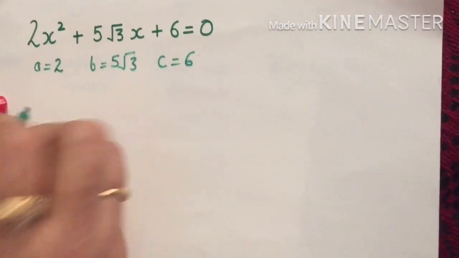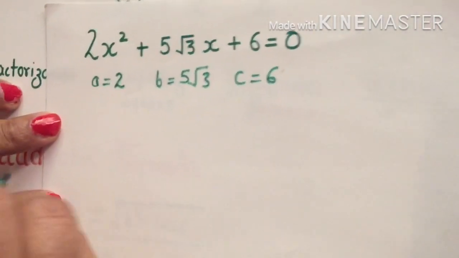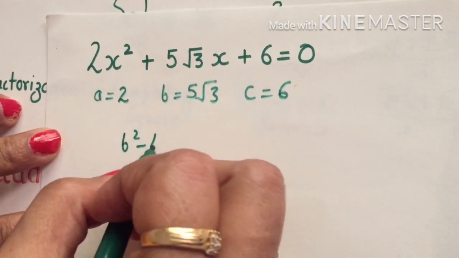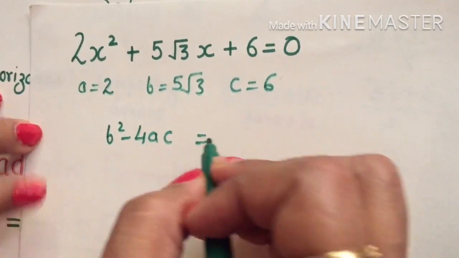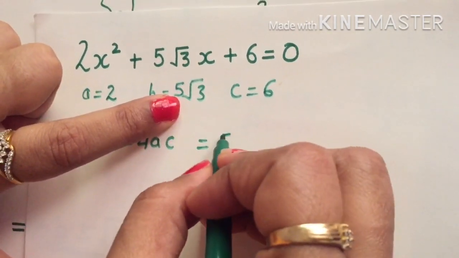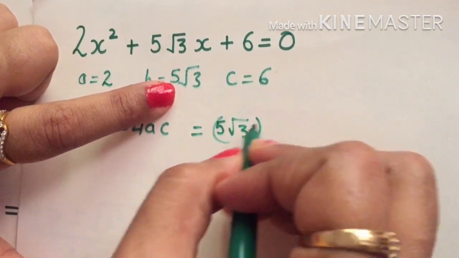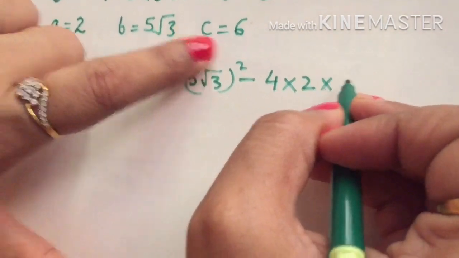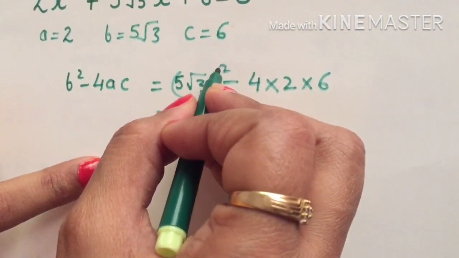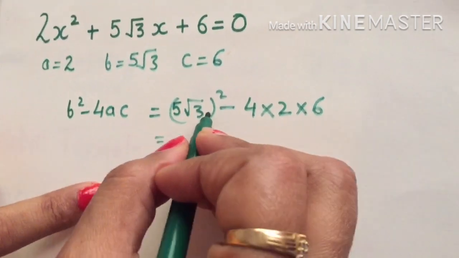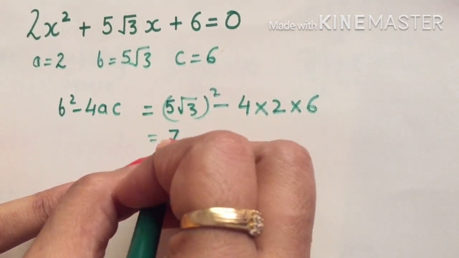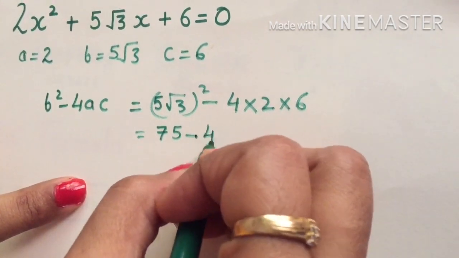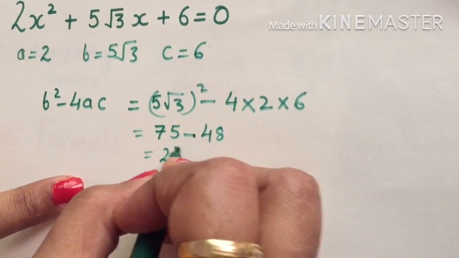Now next step, what did I say? First thing you have to do is find the value of b square minus 4ac. Now b is 5 root 3, so b square means 5 root 3 square minus 4 into a is 2 into c is 6. So this will be 5 square is 25 and root 3 square is 3, so 25 into 3 is 75 minus 4 2s are 8, 6 8s are 48. So this is 48 and this will be 27.